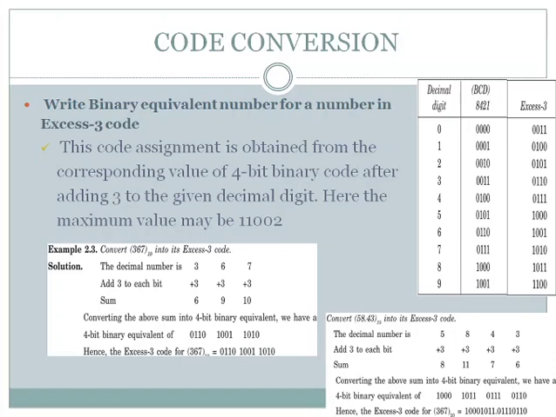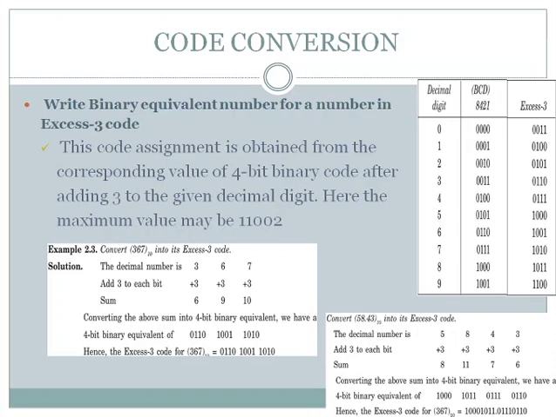Using a few examples, we'll see how to convert a given decimal number into its XS3 code. The first example is to convert the decimal number 367 into its XS3 code. So what we have to do? We have to see what the various digits in this number are, and here the decimal digits are 3, 6 and 7. For each decimal digit you have to replace the digit with its XS3 code.